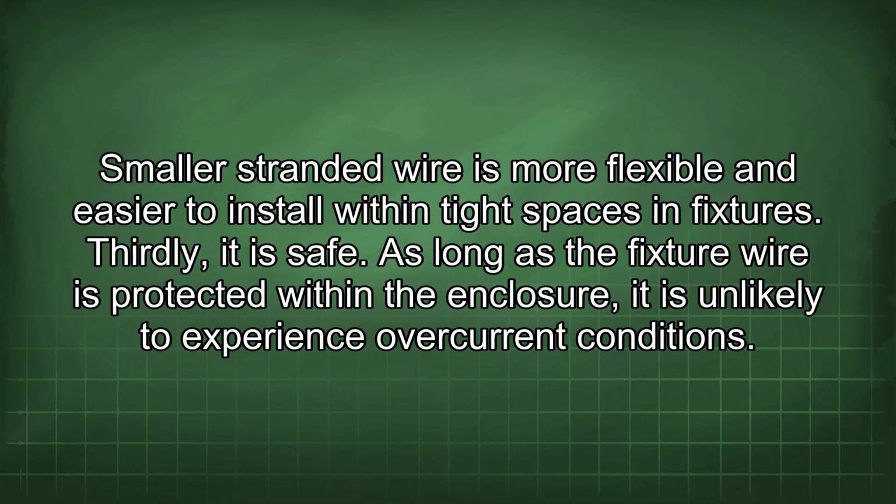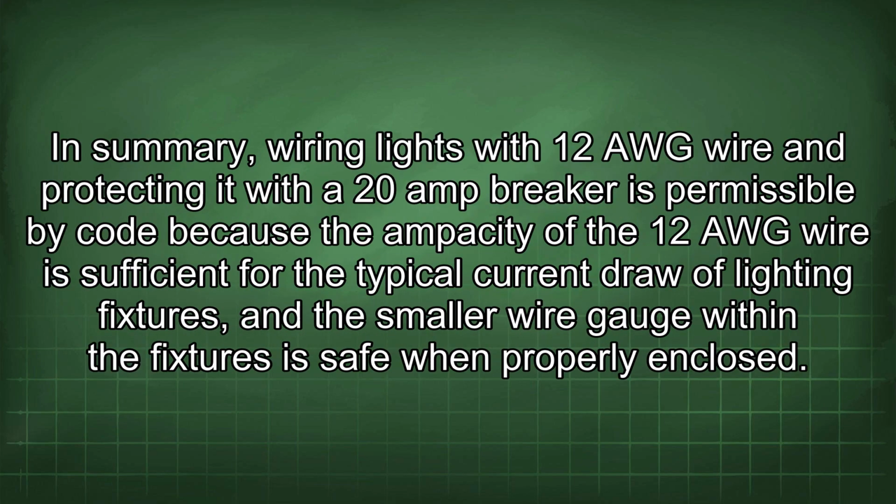overcurrent conditions. In summary, wiring lights with 12 AWG wire and protecting it with a 20 amp breaker is permissible by code because the ampacity of the 12 AWG wire is sufficient for the typical current draw of lighting fixtures, and the smaller wire gauge within the fixtures is safe when properly enclosed.